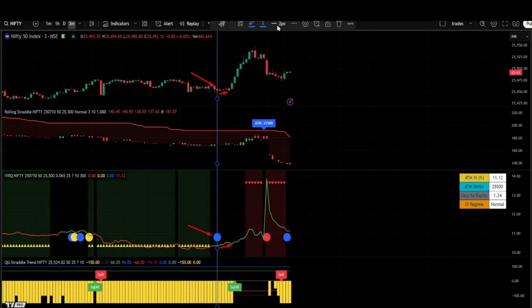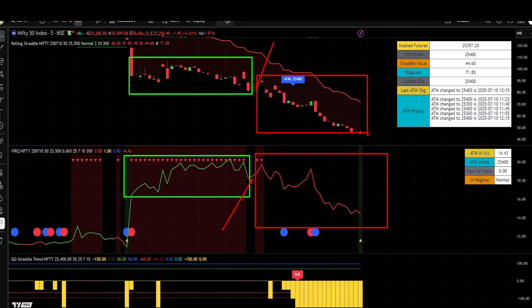After that, this massive move came. So when IV started expanding, if you are short on straddles, this is the straddle chart, it was smartly going down, and almost at the lows you could have got out of your straddle and prepared for a trending move on the market, right? This is your second example.